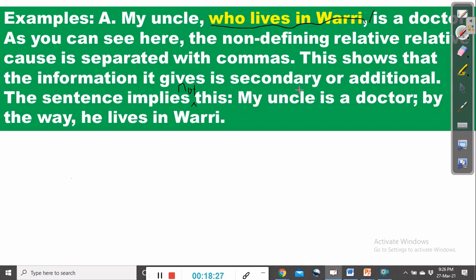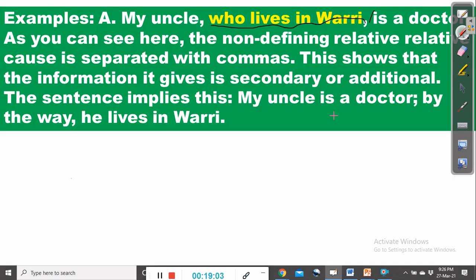The sentence really implies this. Let me wipe this so that it won't confuse us. Now, the sentence implies this. My uncle is a doctor. By the way, he lives in Warri. So my uncle is a doctor is the actual thing the speaker wants to say. Now, the question being addressed is, who is my uncle, or what is his profession? That is what this sentence is all about.